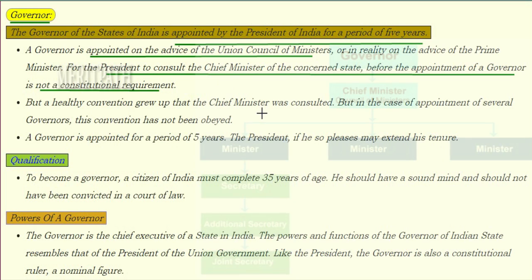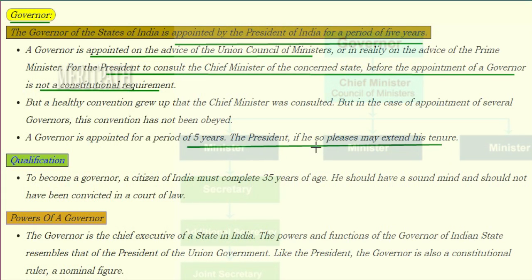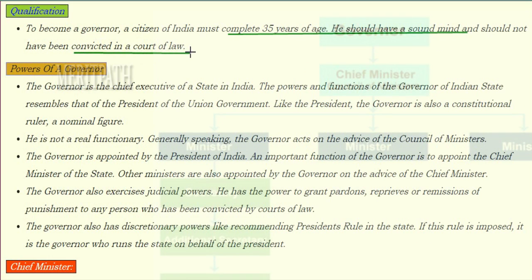But still he may consult that chief minister. So the president only appoints the governor and his term is for 5 years. But still if the president likes his work, then he can extend the tenure for more than 5 years. What are the qualifications required to become a governor?